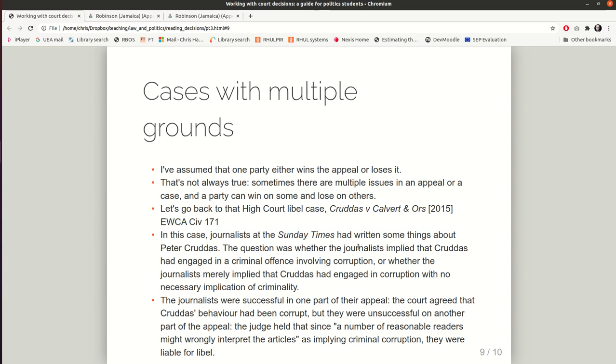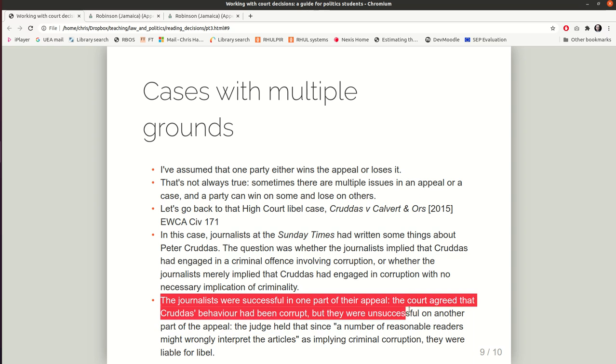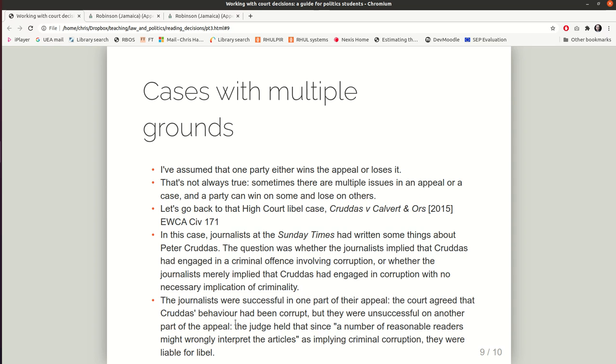So if I take you back to the High Court libel case involving Peter Cruddas that I mentioned in an earlier video, in that case there were multiple issues relating to the meaning of what some Sunday Times journalists had written about Peter Cruddas and the interpretation given to that. So one issue was whether the journalists implied that Cruddas had engaged in criminal corruption, or whether they'd implied that he had engaged in corrupt behaviour which was not necessarily criminal. And so here the journalists were successful in one part of their appeal. The court did agree that Cruddas's behaviour had been corrupt.